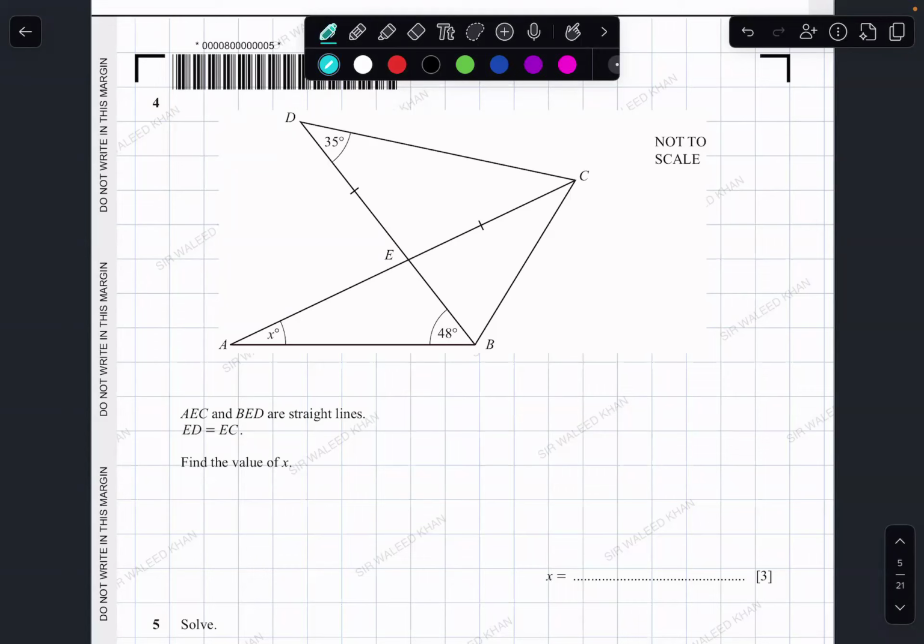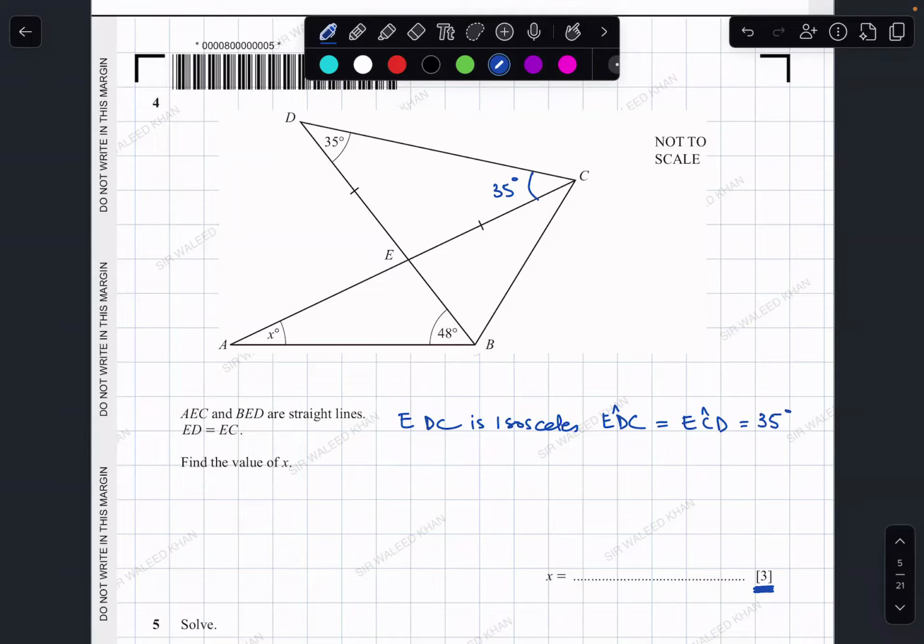Now, they haven't told us to give reasons, but as you can see, there are 3 marks. So if you give reasons, there will be marks for working. Because they have given us ED is equal to EC, I can say EDC is isosceles. If that is isosceles, we have EDC is equal to ECD, and both these angles will be 35 degrees.